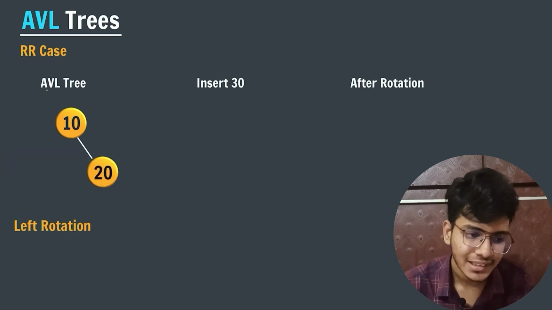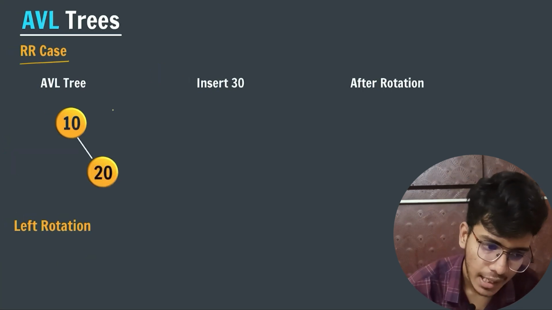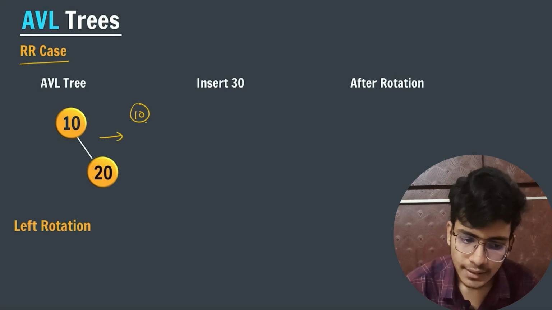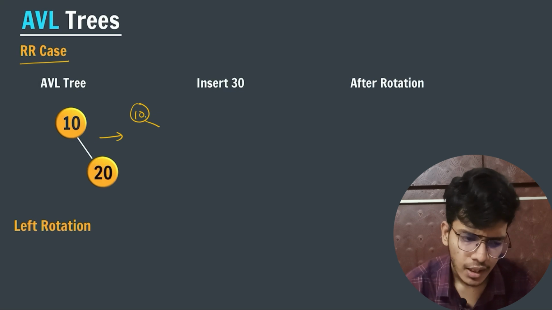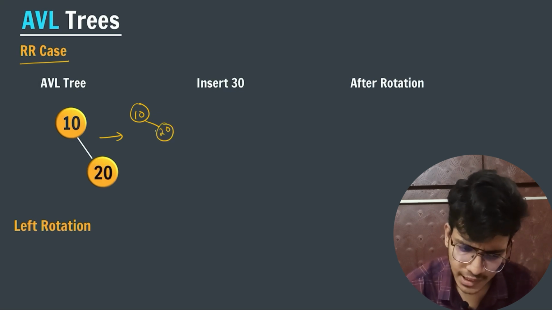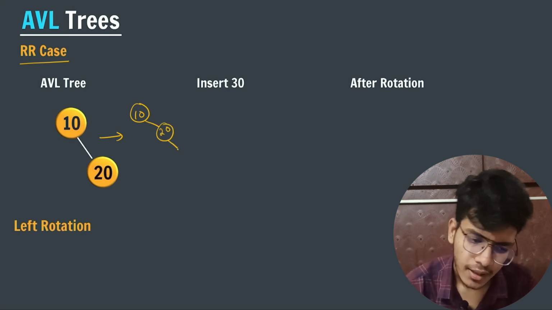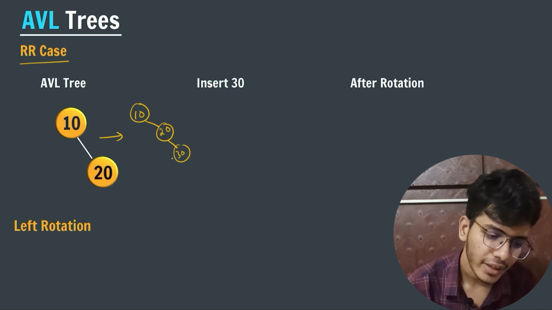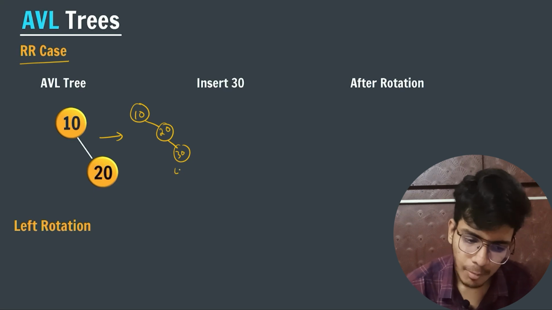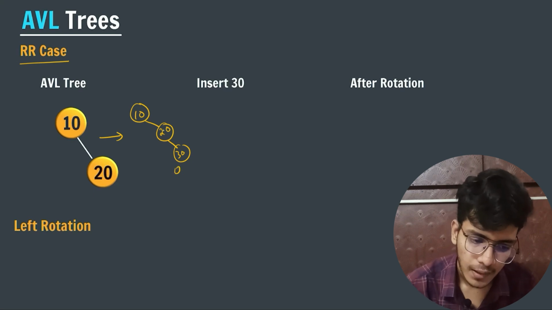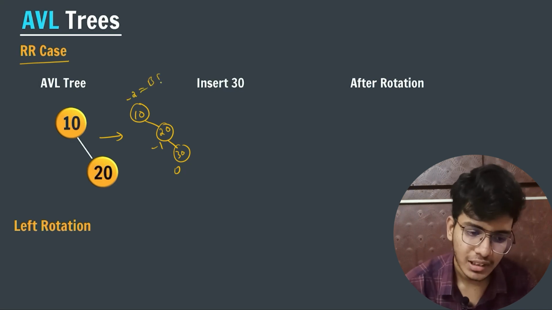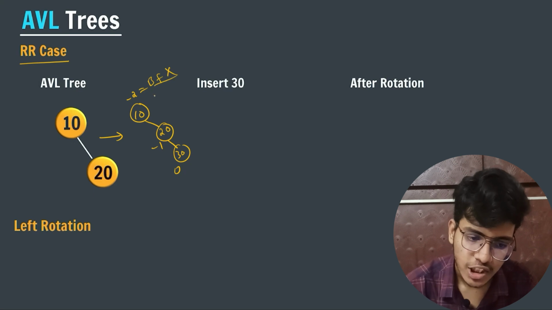Now the third case is the RR case. Let's say this is my tree, and I am adding 30. 30 is greater than 10, so it will come on the right side, and again 30 is greater than 20, so it will come on the right side again. If I calculate the balancing factor, the left height is 0 and the right height is 1, so 0 minus 1 gives minus 1, and at the root this will give minus 2.